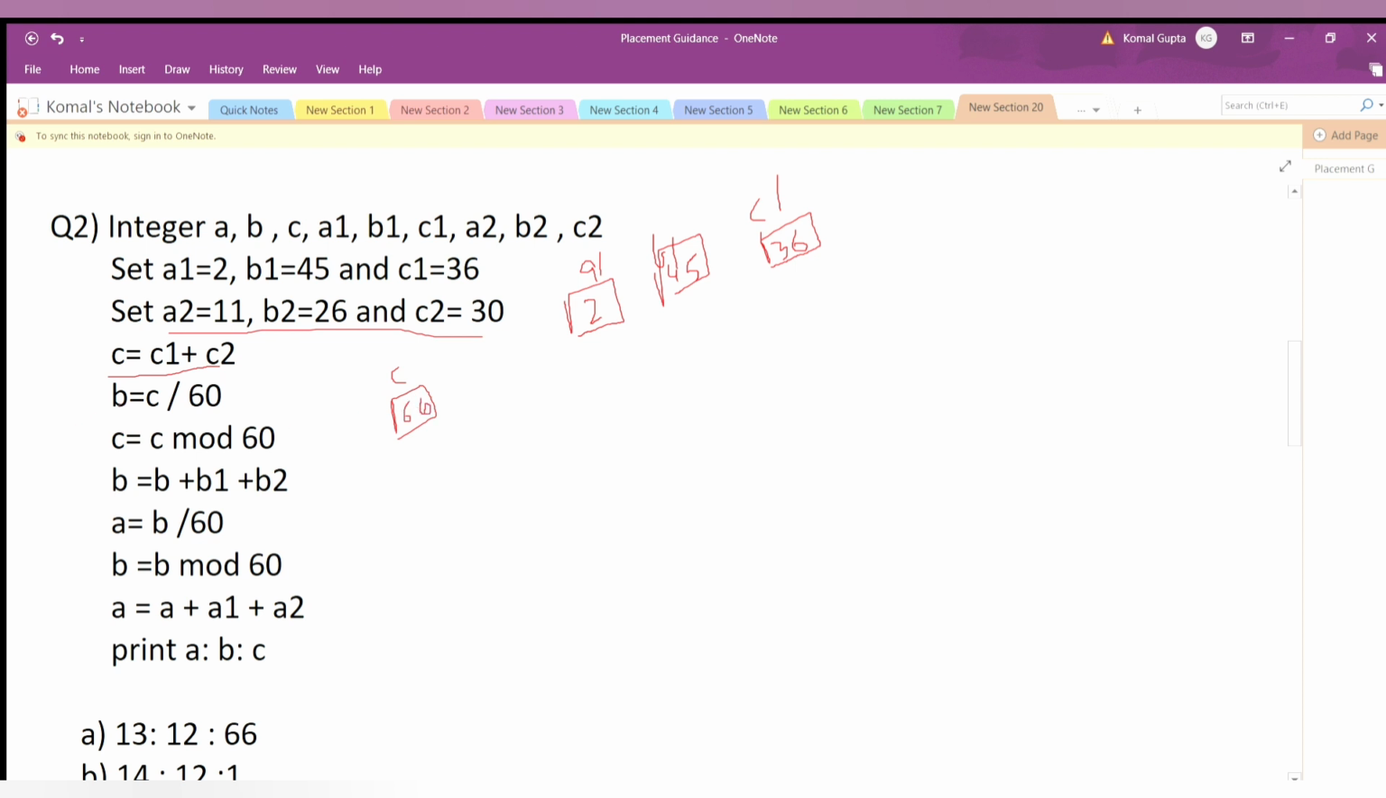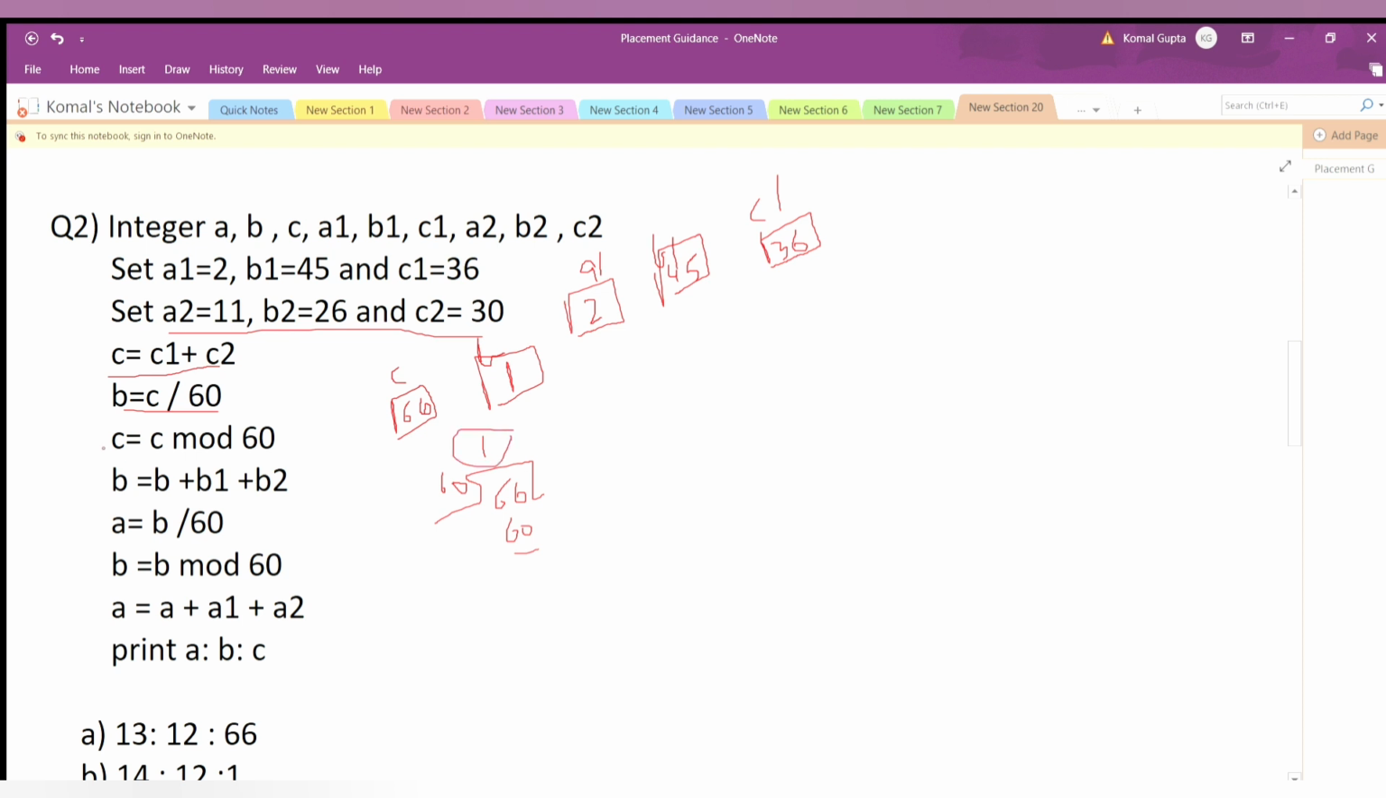Now what it is doing, B is equal to C divided by 60. That means it is doing 66 divided by 60. So 66 divided by 60, what will be its quotient? That will be 1. So the value of B will now be 1, because 60 ones are 60. So 66 divided by 60 will be 1.